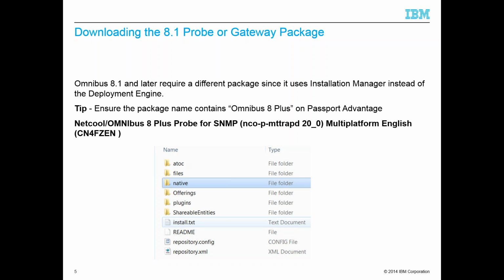The probe won't overwrite the fix pack install. The probe files are completely separate from the fix pack installation. I would always suggest installing the fix pack first. You can install it after the probe installation, but there might be some fixes in the fix pack that would have to do with the probe install as well. So I would suggest installing Omnibus Core, then the fix pack, and then the probe or gateway package.